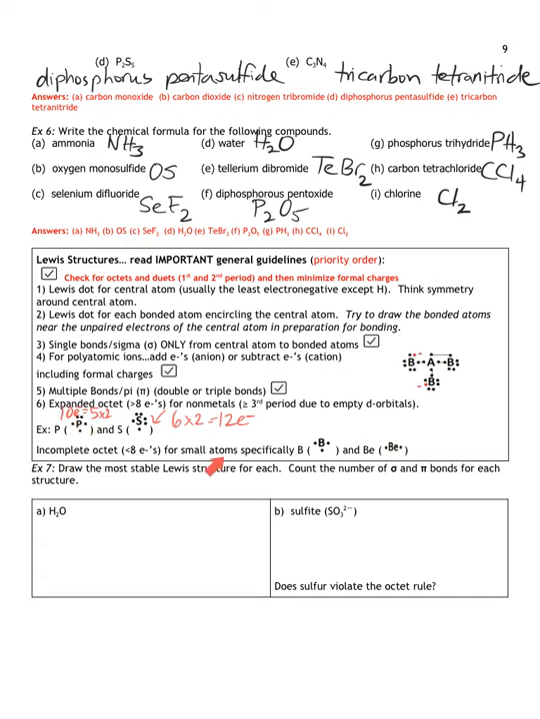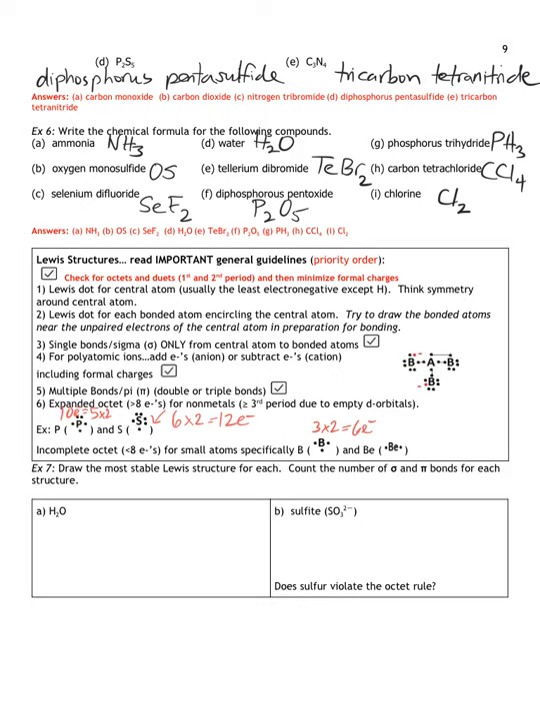There's also incomplete octets. Incomplete octets usually occur with less than 8 electrons for smaller atoms, specifically boron and beryllium. So we're going to do the same kind of mathematics. Boron has 3 valence electrons. Times that by 2 gives you 6. Notice 6 electrons is what boron can bond, sharing with 3 other atoms. And so that is an incomplete octet.